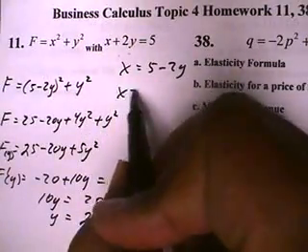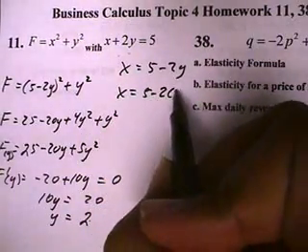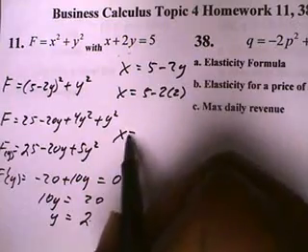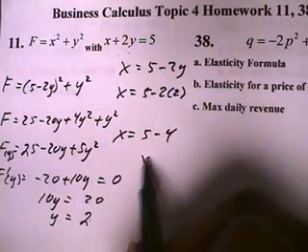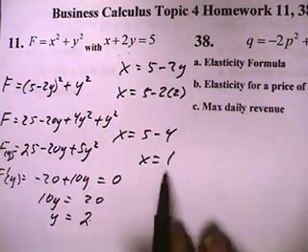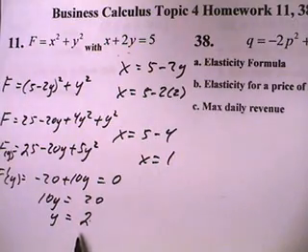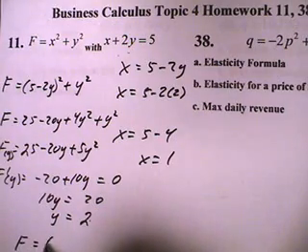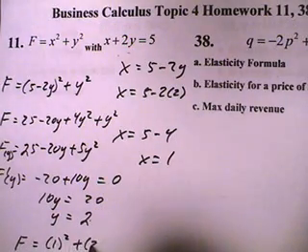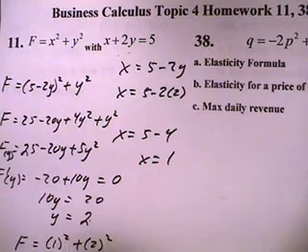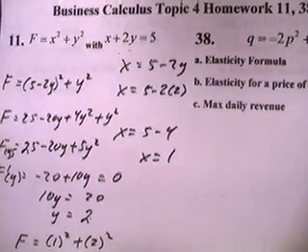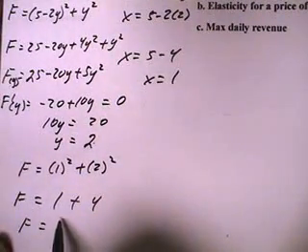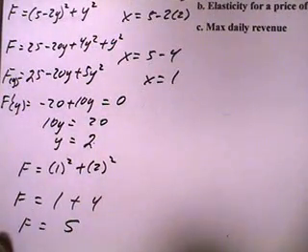Now, what is the x value that maximizes this? x would be 5 minus 2 times 2, or should I say x will be 5 minus 4, or x will be 1. So 1 for x and 2 for y maximizes the function f. So f would be 1 squared plus 2 squared, 1 plus 4, so the maximum value of f would be 5.